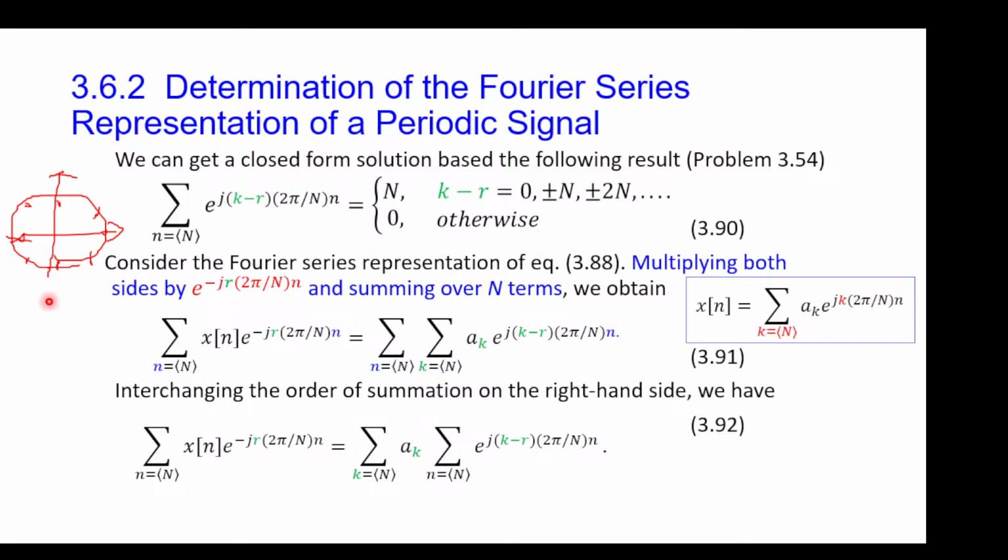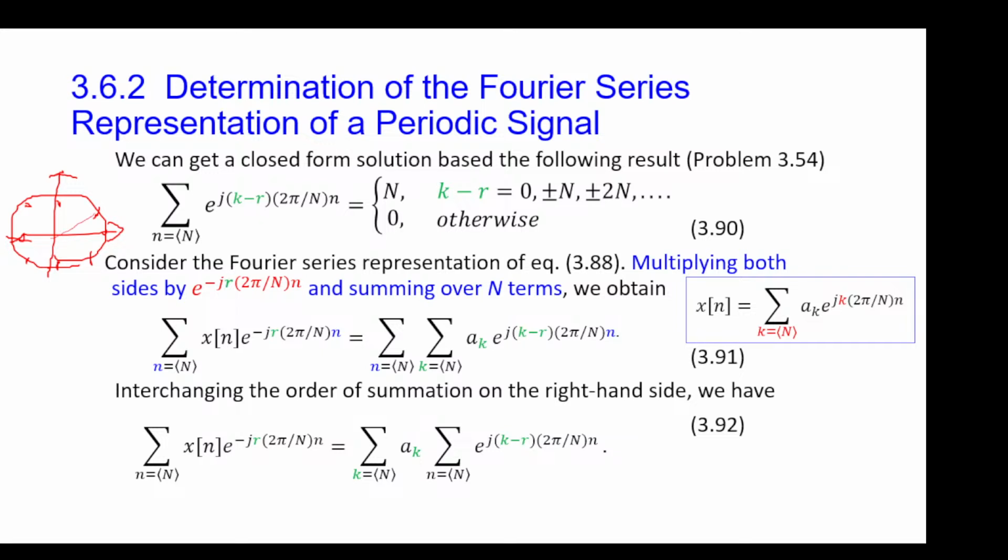Okay, and why is this true? So first, you can think about those numbers. You are summing over big N different points on the complex plane. Those are complex numbers on the unit circle, right? It's an exponential of j times something. So those are points on the unit circle with the angle (k minus r) 2 pi, or (k minus r) omega naught n. And so basically you are summing over these points on your circle.